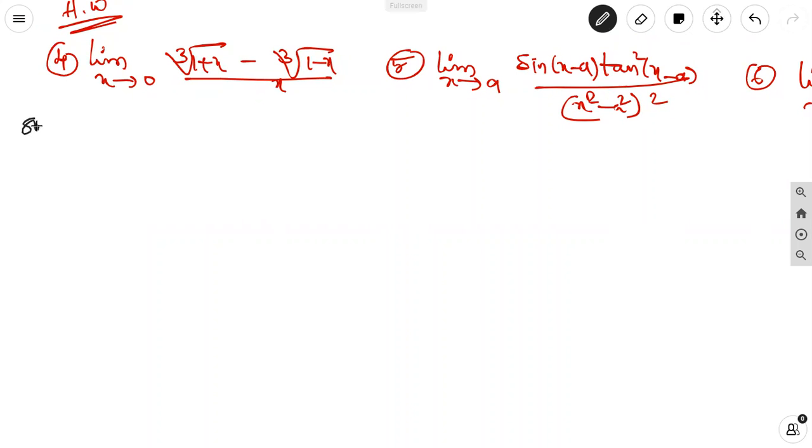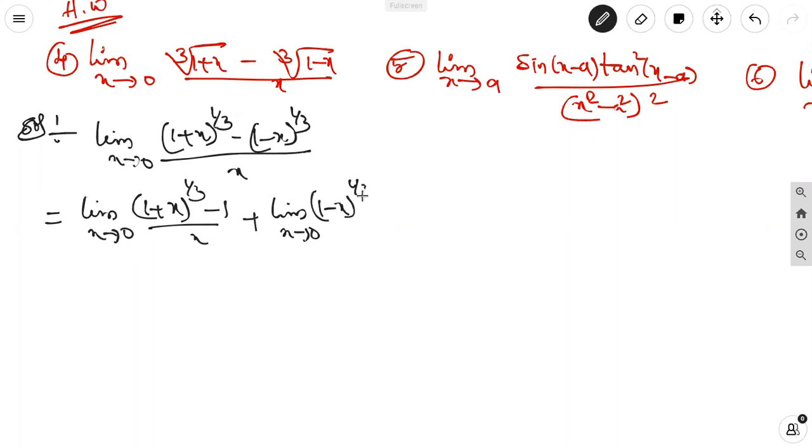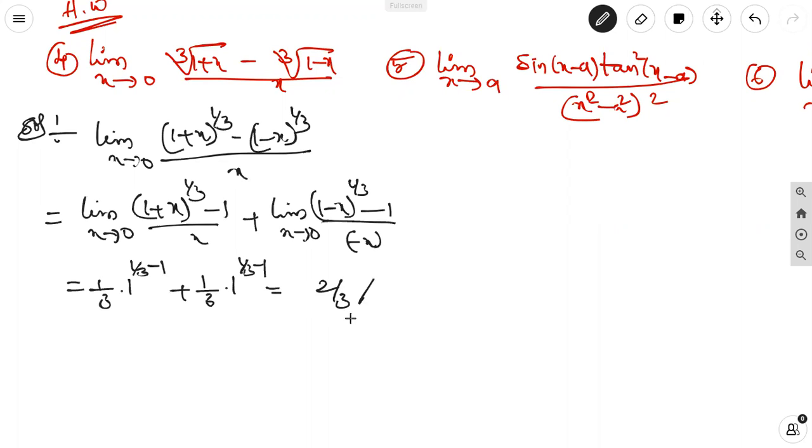It is similar to the first problem. Here, limit x tends to 0, ((1 plus x) whole power 1 by 3 minus (1 minus x) whole power 1 by 3) by x. It is equal to limit x tends to 0, ((1 plus x) whole power 1 by 3 minus 1) by x plus limit x tends to 0, ((1 minus x) whole power 1 by 3 minus 1) by minus x. It is 1 by 3 into 1 power 1 by 3 minus 1 plus 1 by 3 into 1 power 1 by 3 minus 1. It is 2 by 3 is the answer.